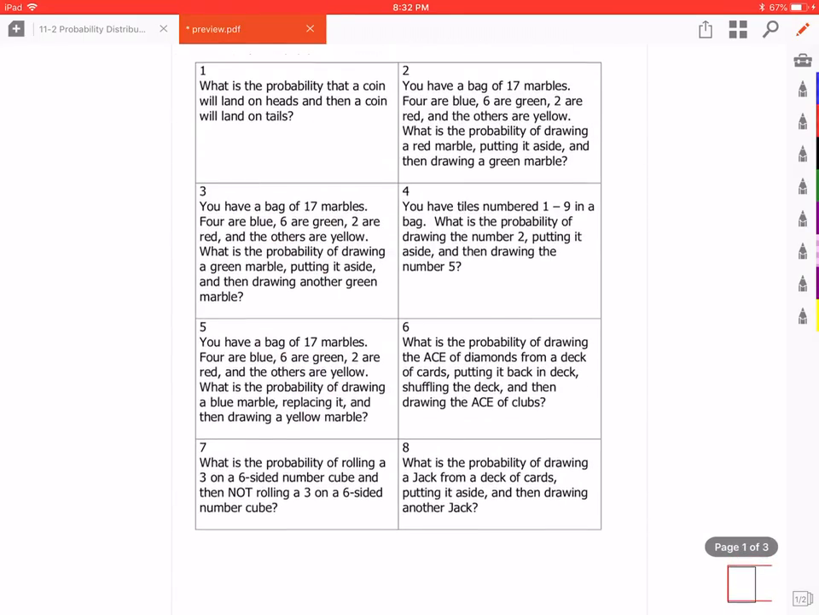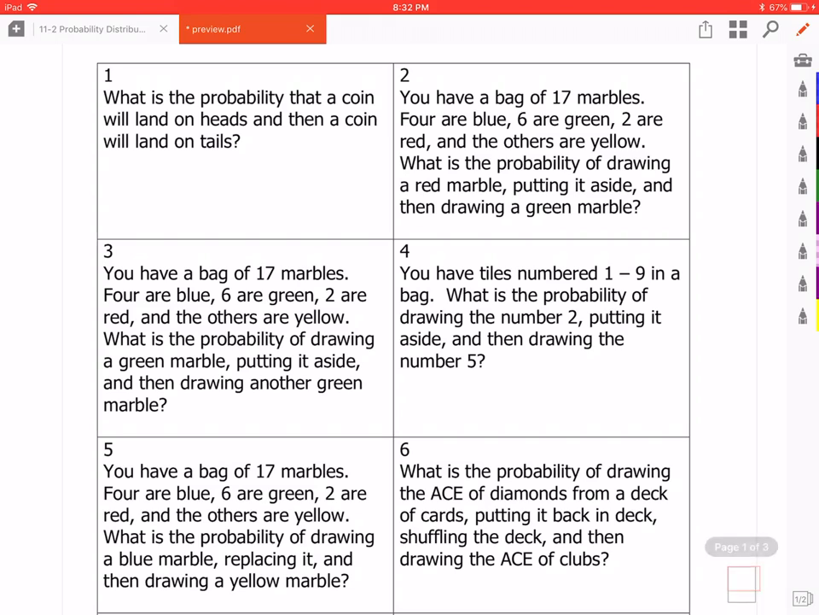Don't forget, tomorrow you do have a quiz. They are going to be permutation and combinations on there. You'll be using your calculator, and it is open note.